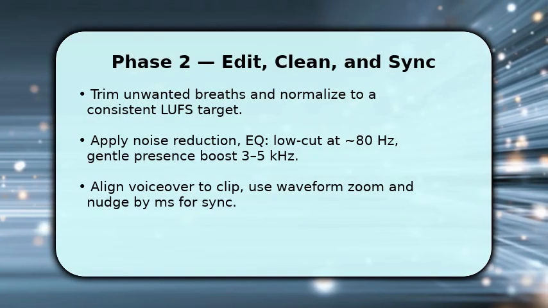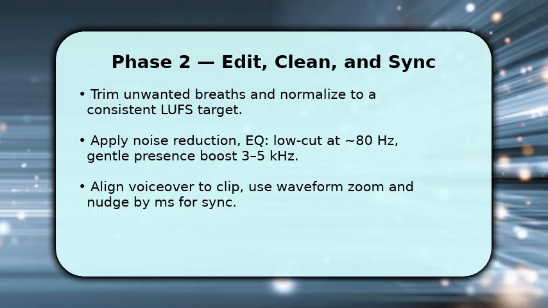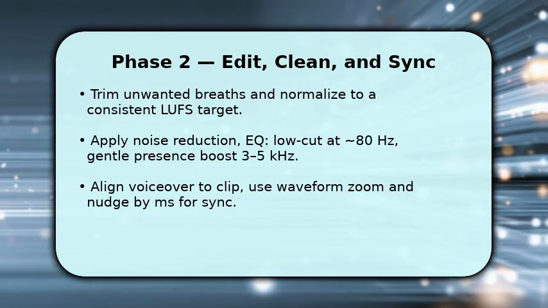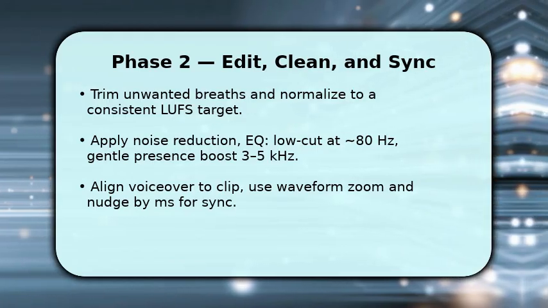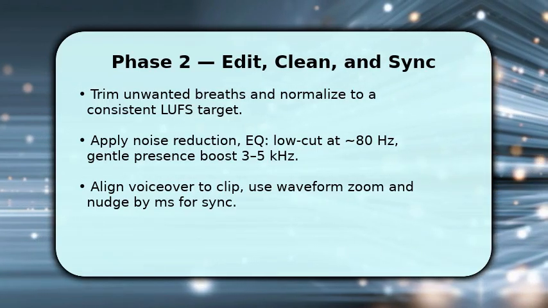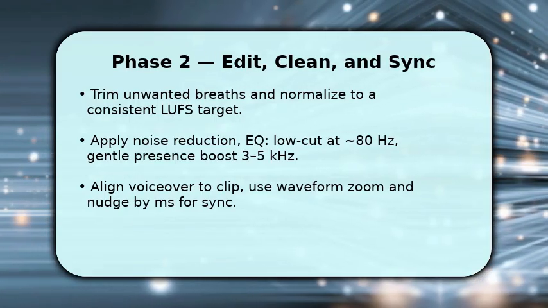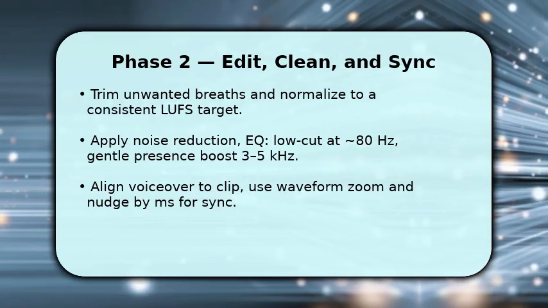Now you clean and shape the take. Trim breaths and silent tails, then normalize levels so segments sit consistently. This prevents jarring jumps in loudness. Apply noise reduction sparingly. Heavy processing makes audio lifeless. Use a low-cut filter at about 80 Hz to remove rumble and boost 3.5 kHz slightly for clarity.